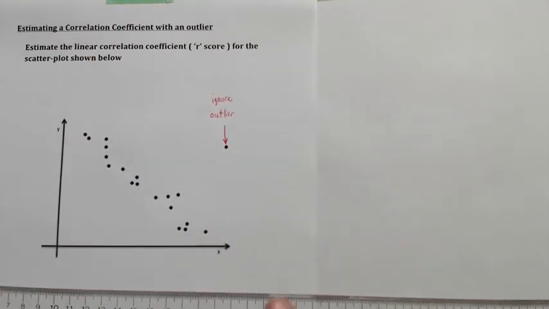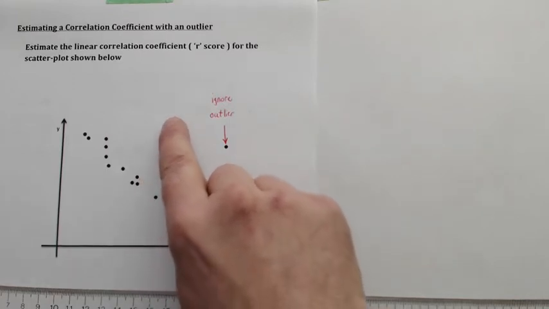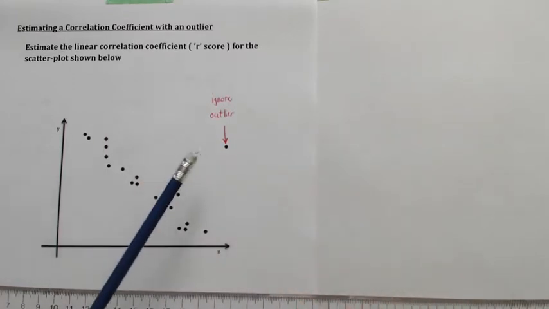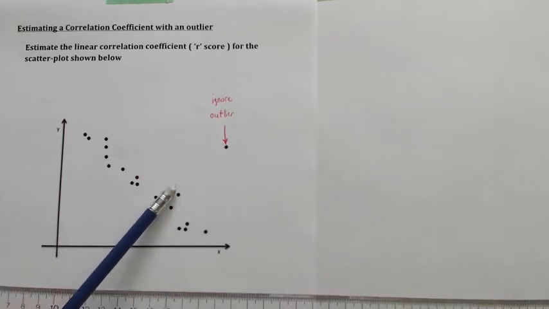You might ask yourself, how do you know? Like, what if it's here? What if it's here? Well, let me tell you, for the purpose of the exam, it will always be obvious. You can really tell that this guy is really far away from the rest of the distribution.